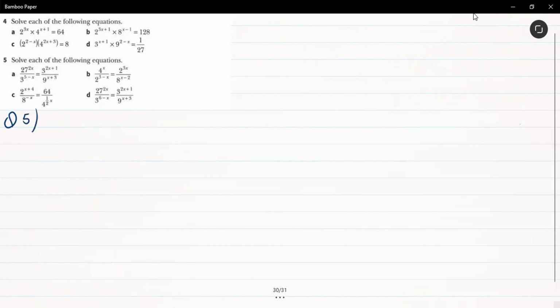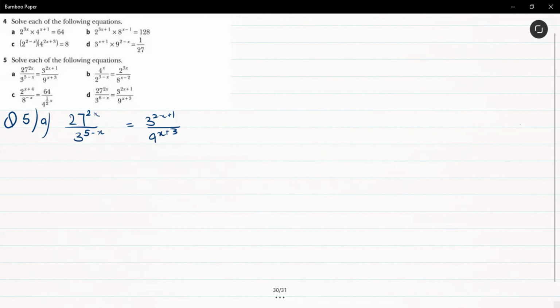Question number 5, part A, we have 27 raised to the power 2x divided by 3 raised to the power 5 minus x is equal to 3 raised to the power 2x plus 1 divided by 9 raised to the power x plus 3. Now, don't get confused about what we are going to do. Do this question step by step. First, do what you're going to understand. In any question, the first thing we do is simplify the question. Make the index value for all the powers the same.